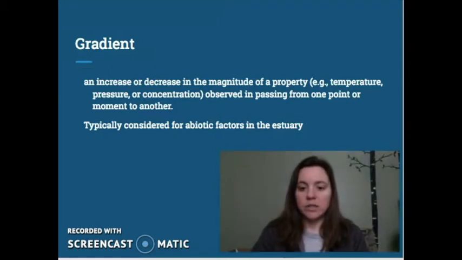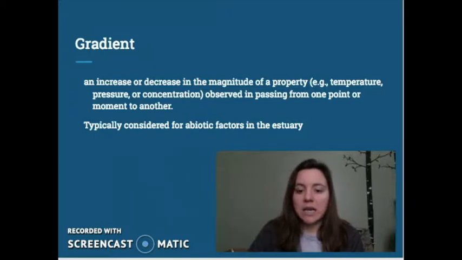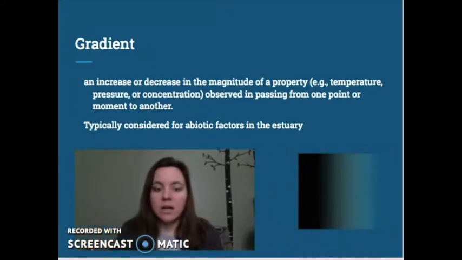In estuaries, we talk about gradients like we do in all aquatic ecosystems, well, in all ecosystems in general. Just as a reminder, a gradient is an increase or decrease in magnitude of a property. It could be temperature or pressure or concentration observed in passing from one point to another. Usually we're talking about abiotic factors when we're talking about gradients.